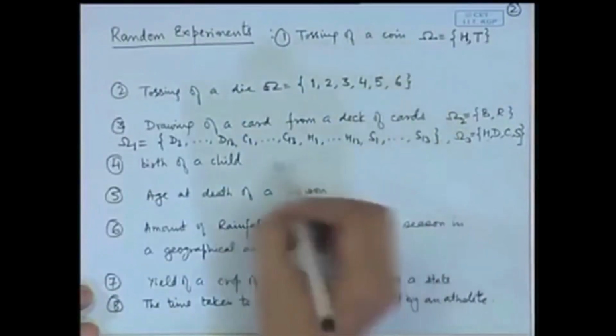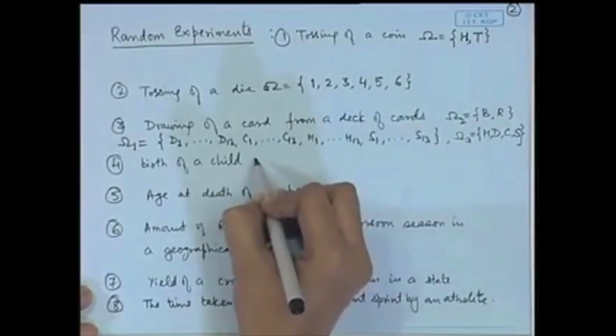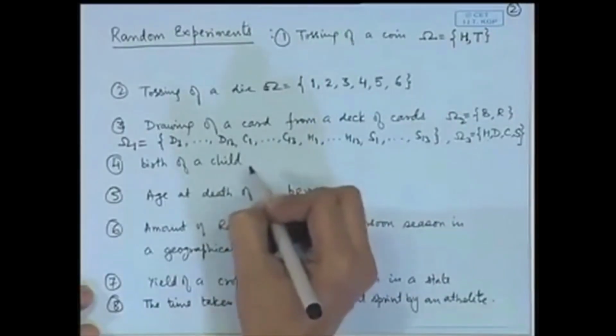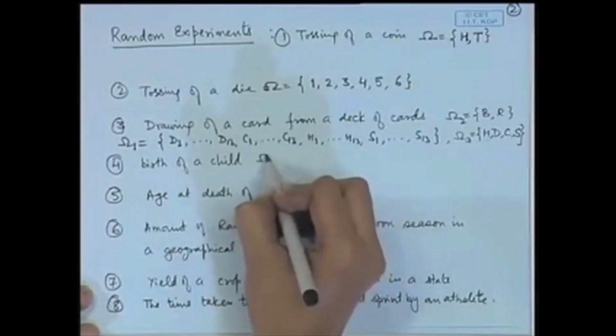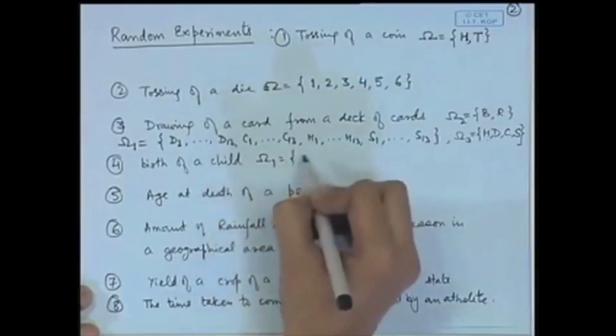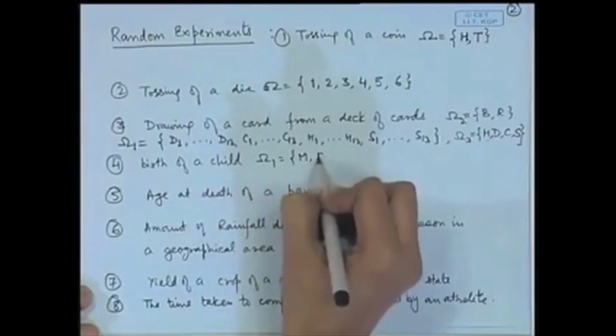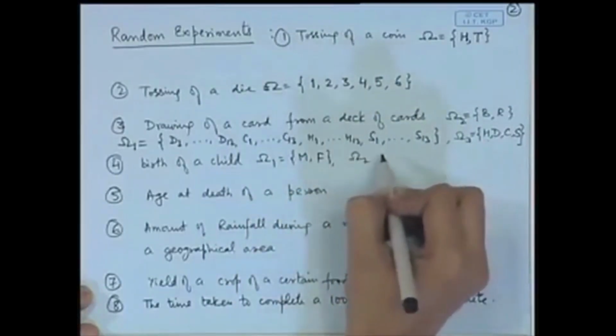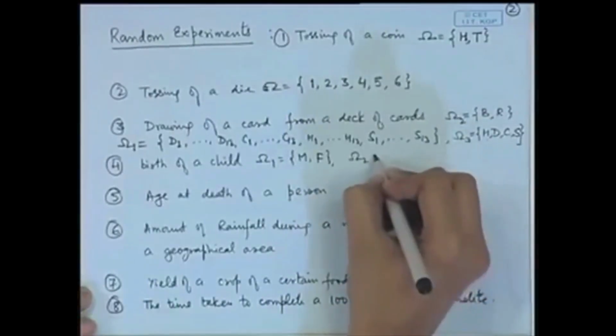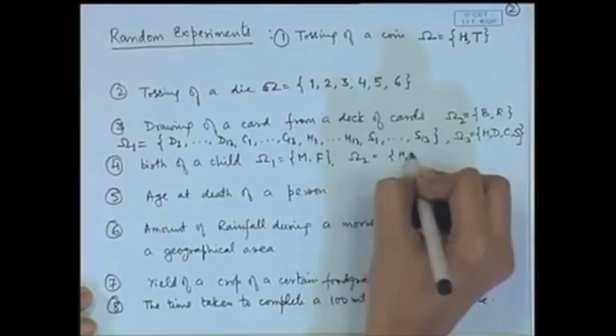If we are looking at the birth of a child, then it is a vague way of describing a random experiment. Now, we may record whether the child is a male or a female child. We may record whether the child born is healthy or not healthy, so we may put it as healthy or unhealthy.